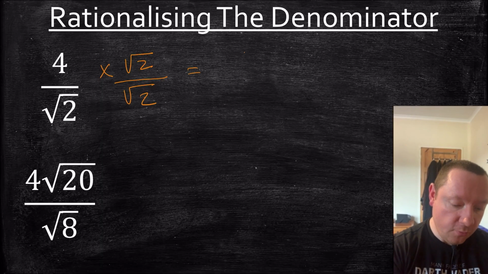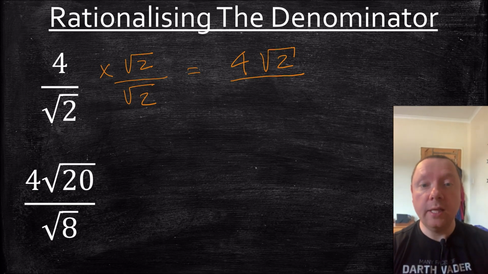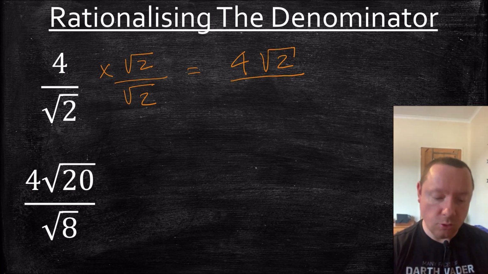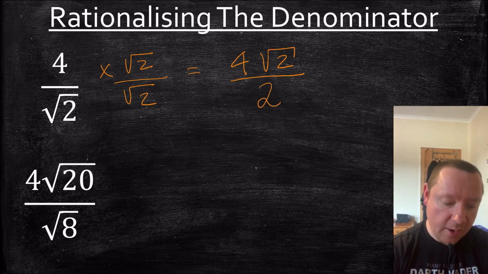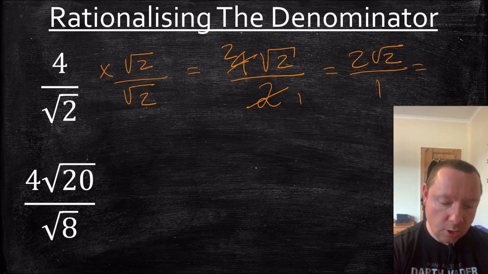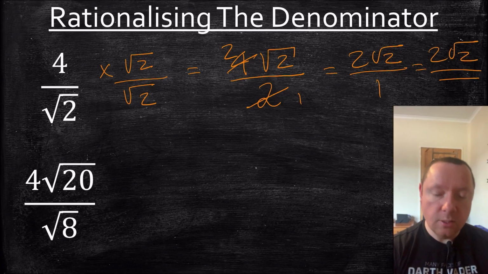So that gives me 4 lots of root 2 on the top, and root 2 times root 2 is just 2, because it's root 4, square root of 4 is 2. Now we can simplify it because 4 divided by 2, so I can divide by 2 to get 2, divide by 2 to get 1. So the answer is 2 root 2 over 1, or just 2 root 2. So that's a simple example.